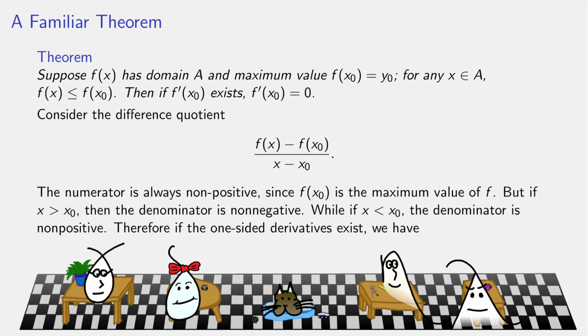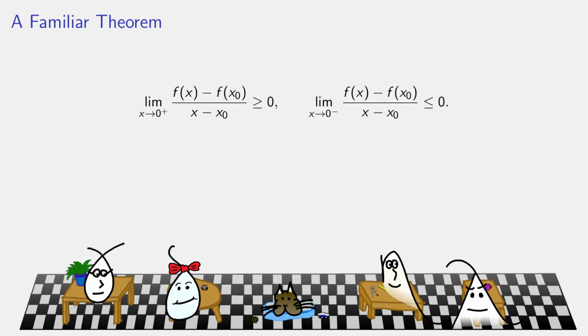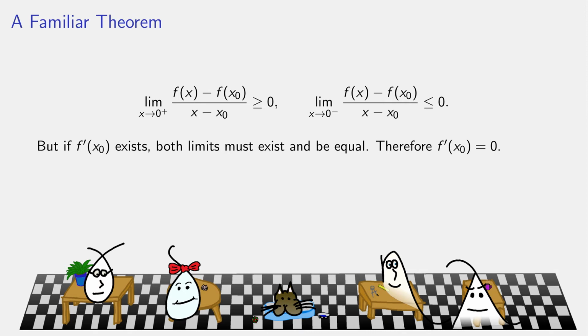The numerator is always non-positive. Okay, the denominator can flop back and forth between non-positive and non-negative, but the one-sided derivatives must exist. So on the one hand, the one-sided derivative can't be negative, and on the other, it can't be positive. The only way that both of those can exist and be the same number is to be 0. We've actually already done this before.